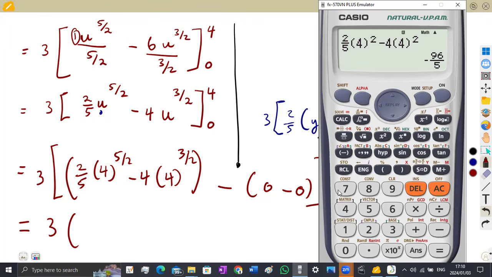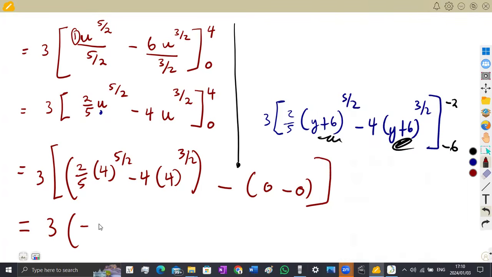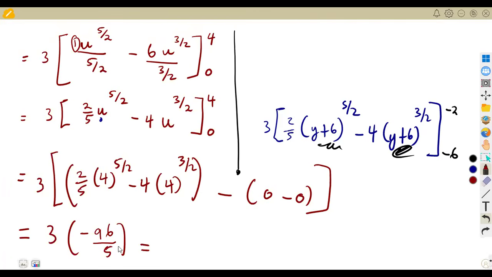That will be negative 96 over 5. So we are getting negative 96 over 5, of which this whole part there is a 0. If you subtract a 0 from anything, it remains like that. So we multiply by the 3 that is outside. This will be negative 288 over 5.